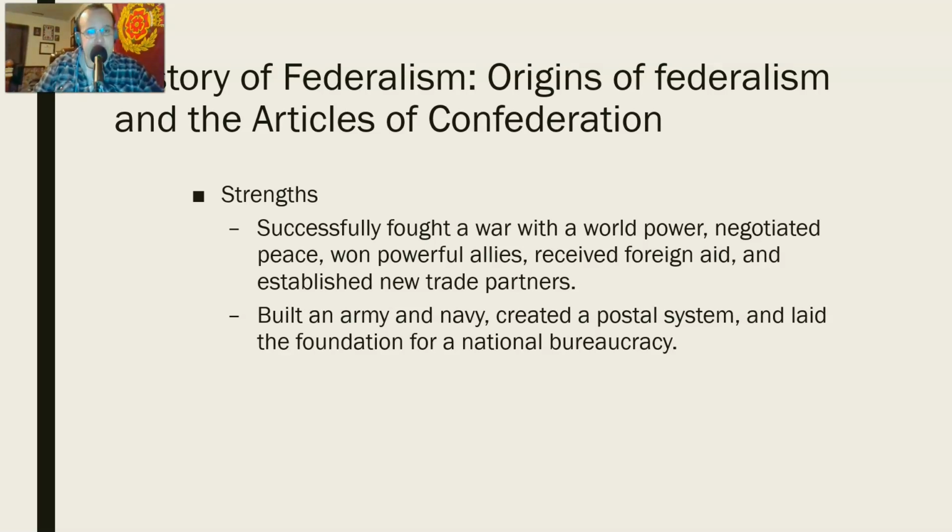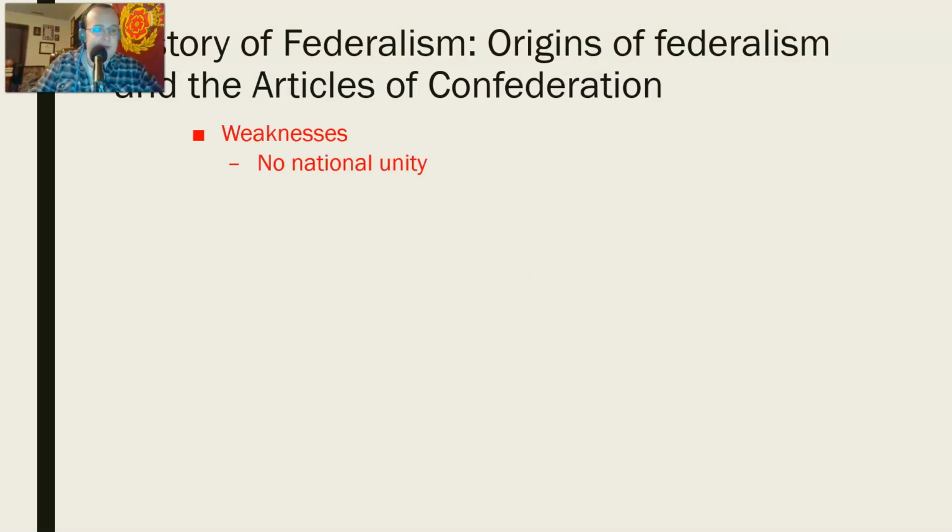And we laid the foundation for a lot of what we have today in terms of a national bureaucracy. So this was a good thing in a lot of ways that we started here. Now the downsides: we didn't have any sort of national identity, no sense of national unity. There were 13 different nation states that were bound together in a defense pact, essentially. And that didn't really work too well after the war. Didn't really work too well during the war either, but that's another story.